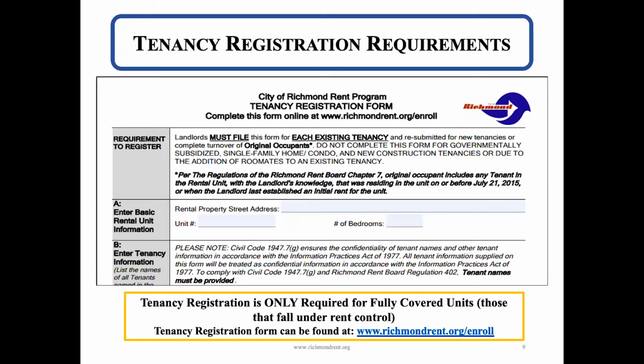Tenancy registration is only required for fully covered units, so those that fall under rent control. So this is, again, a landlord's form where they must file for each existing tenancy. And again, this is just a screenshot of the top of the page, but for every fully rent controlled unit, this form needs to be provided when the tenancy begins. And when I say provide it to the rent program, you can send it to us, you can email it, you can fax it, any way you want.